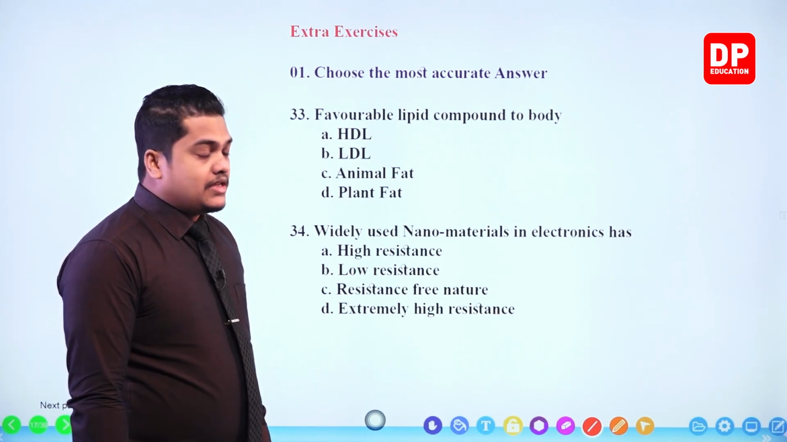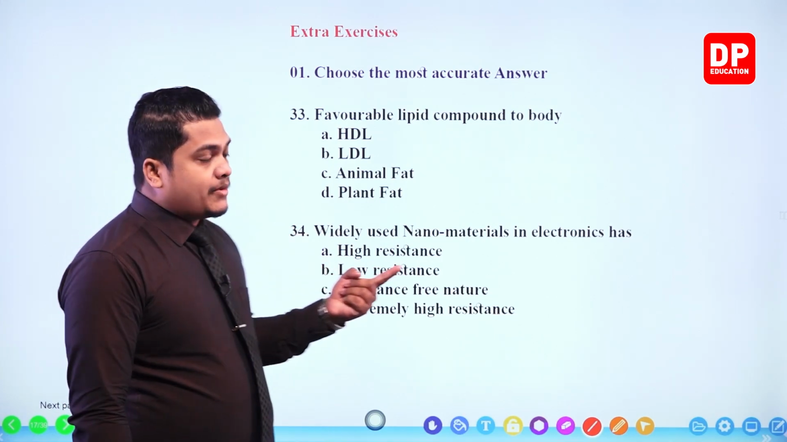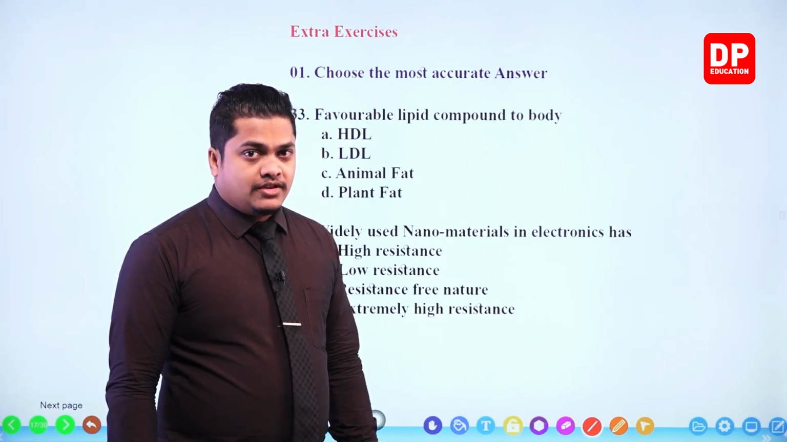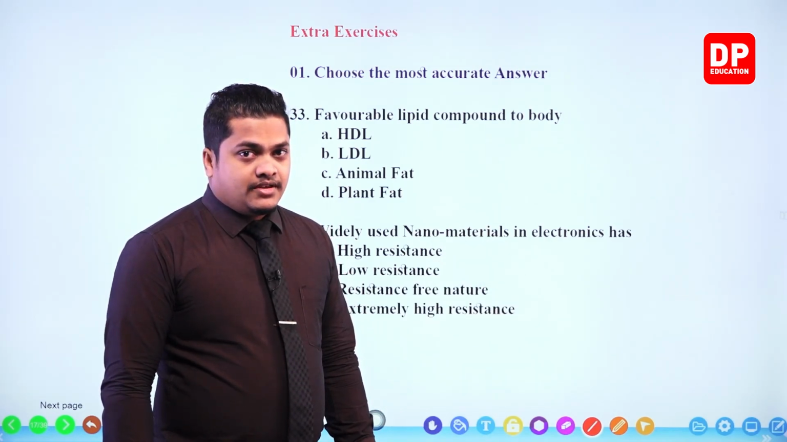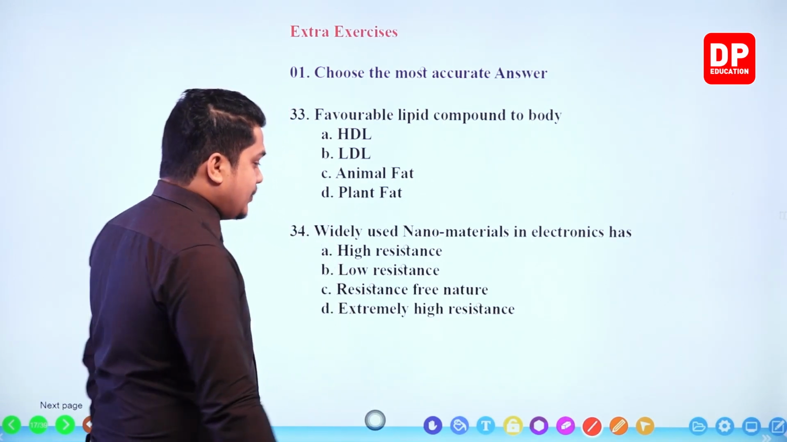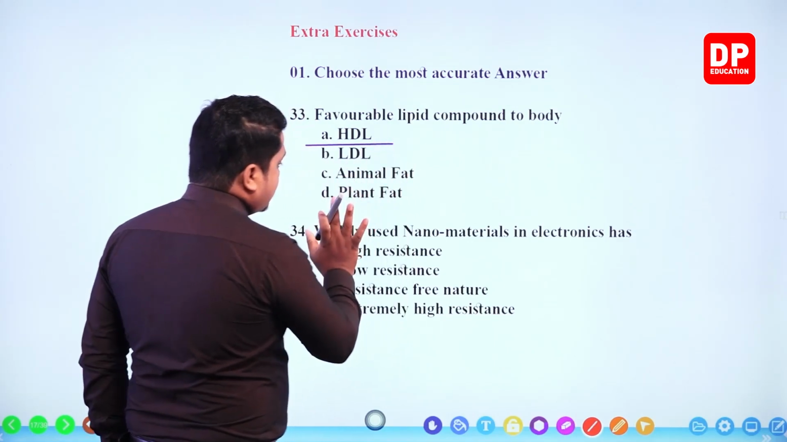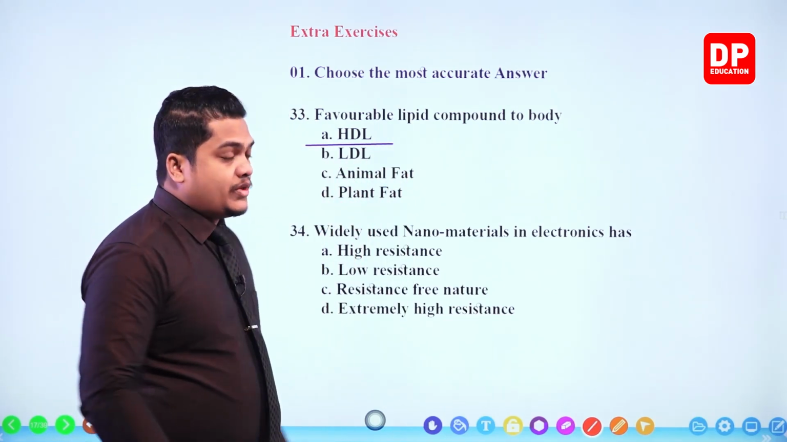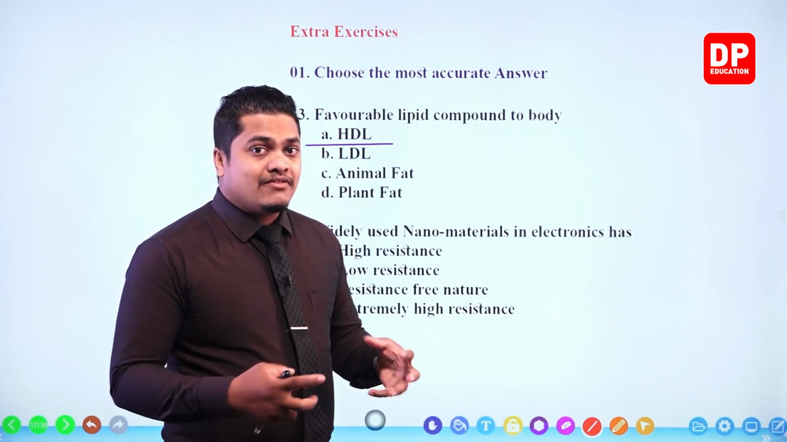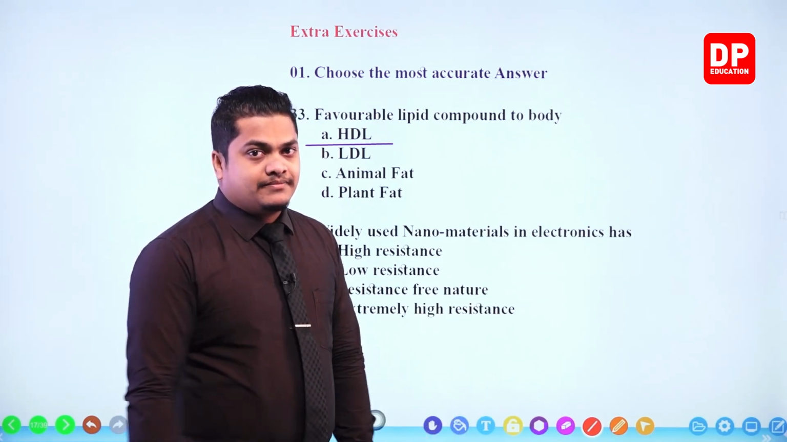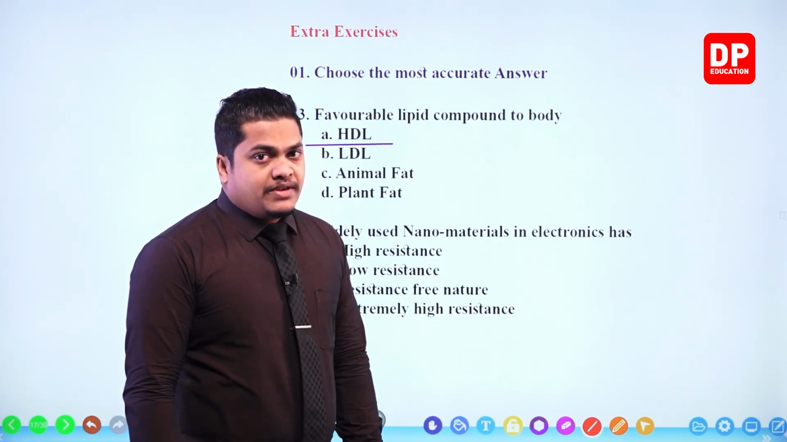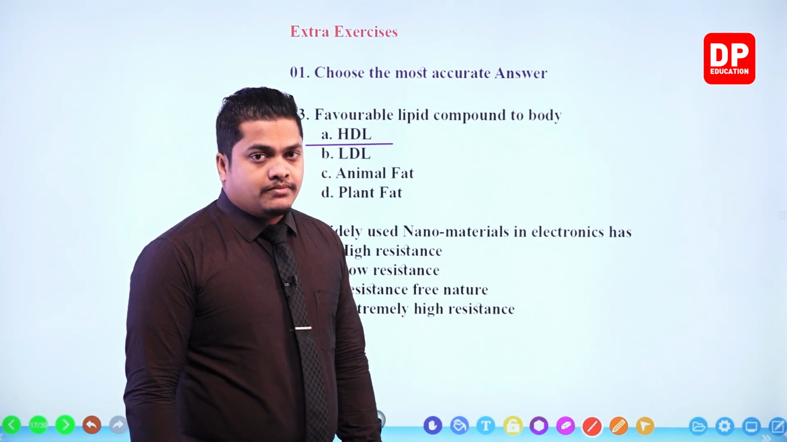Can you remember? LDL, low density lipoproteins, can be converted into HDL lipoproteins by using nanotechnology. It's because HDL is favorable for our body. So HDL should be the correct answer. Don't go for the plant fat, because we don't know the concentration of HDL and LDL contained within that plant fat item. Okay. So the correct answer should be HDL. HDL is okay, no problem.